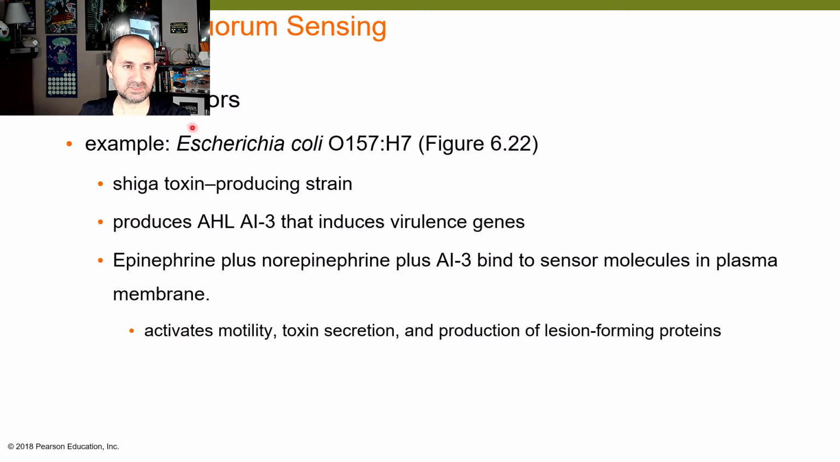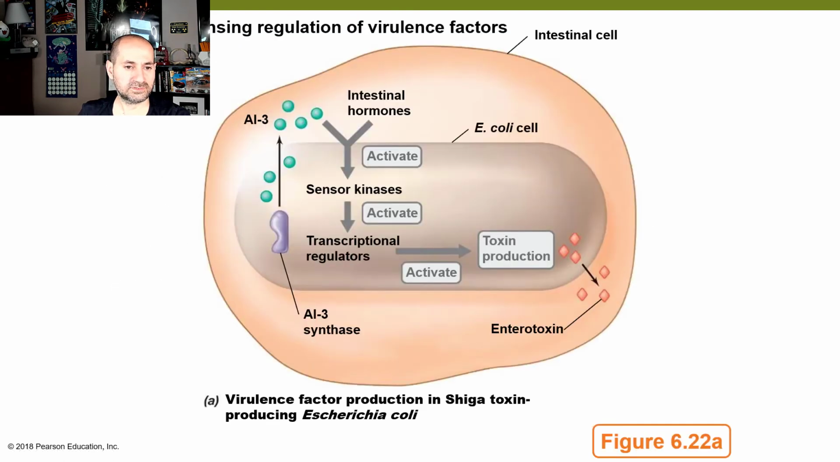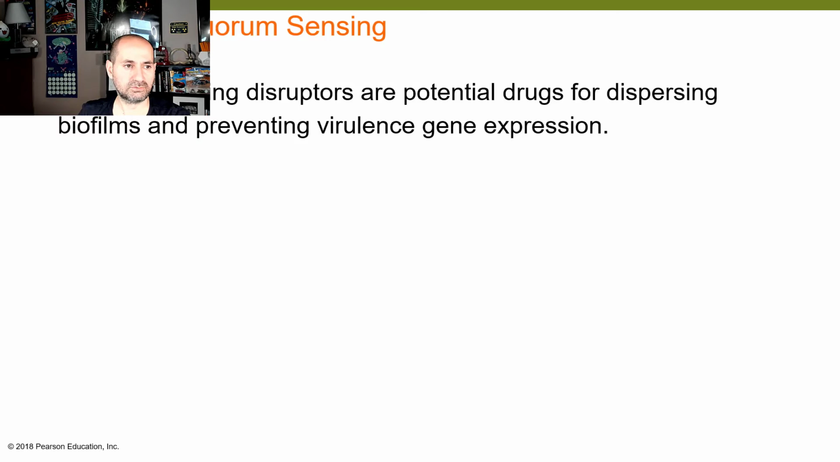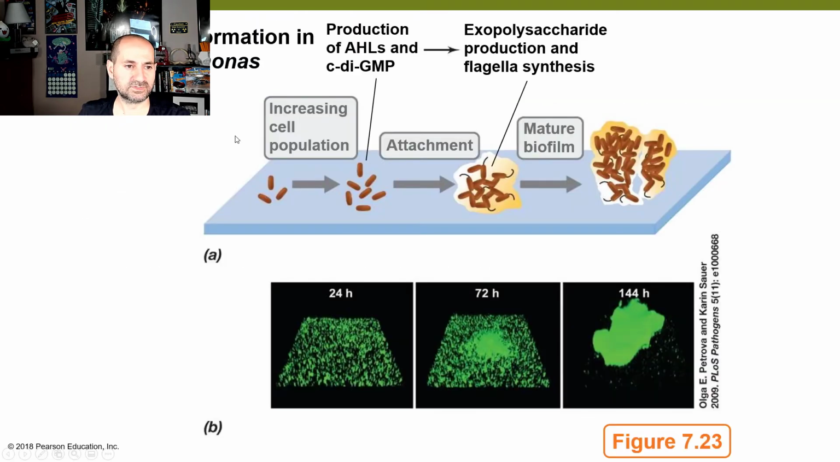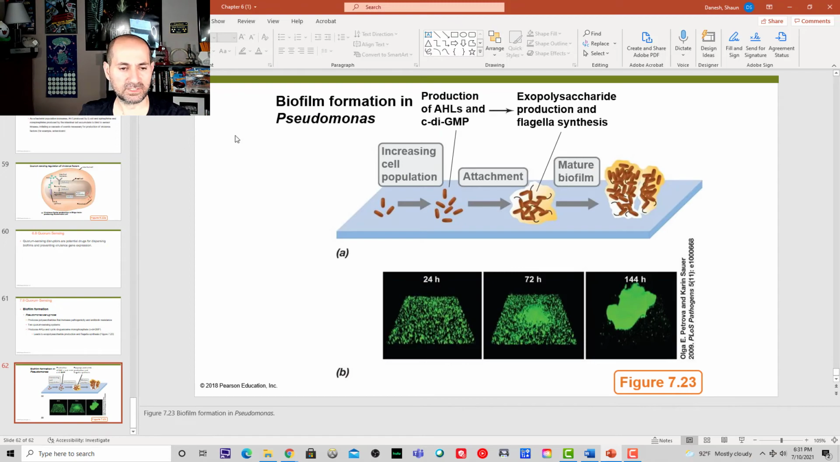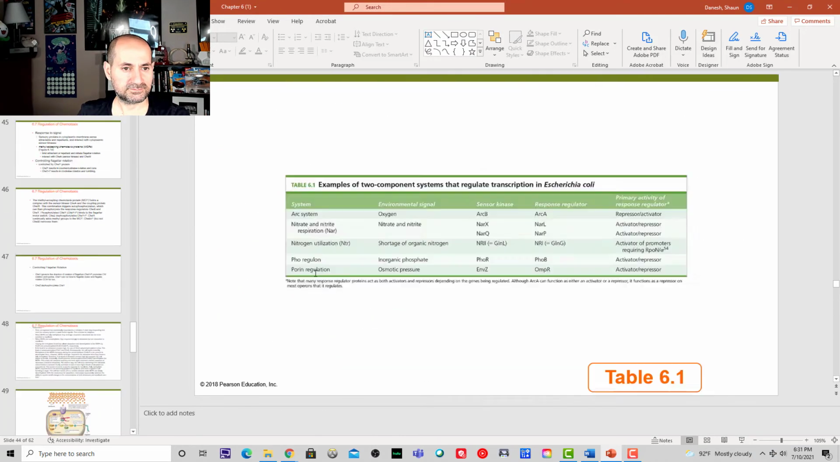You should know that virulence factors such as toxin genes can be turned on by quorum sensing. Okay, you should know toxins can be turned on by quorum sensing. You should know that biofilms are formed by quorum sensing. Biofilms and plaque, those types of things are turned on by quorum sensing. Well, very interesting chapter.